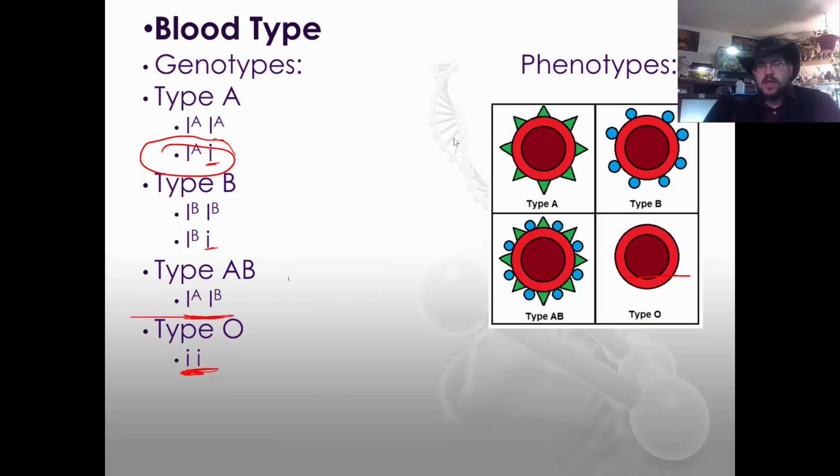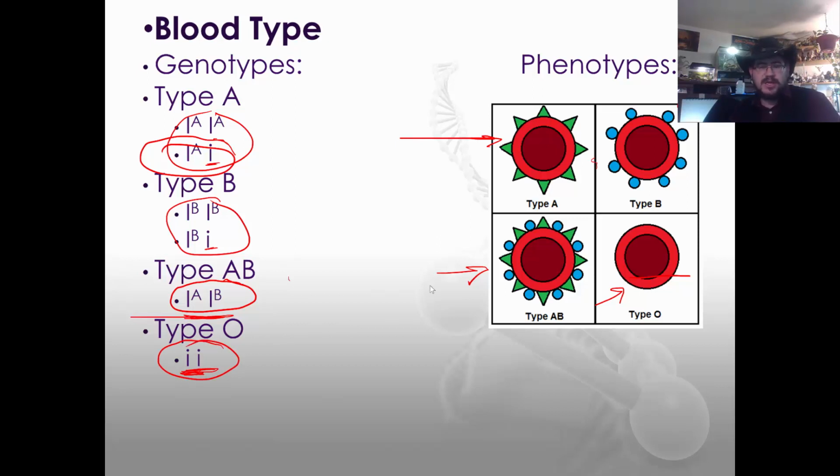Phenotypes. As I did in my drawing, we have type A, which could be either of these. Type B, which could be either of these. Type AB, which you can only get from this specific combination. And type O, which you can only get from this specific combination. So if your phenotype is type A, you don't actually know your genotype. You could be homozygous for the A allele or heterozygous with the O. And same goes for if you're type B. The only time you actually know your genotype is if you're AB or O.